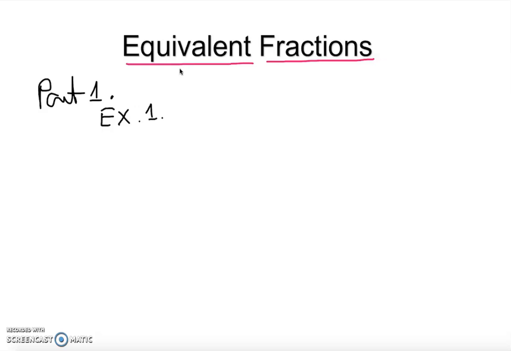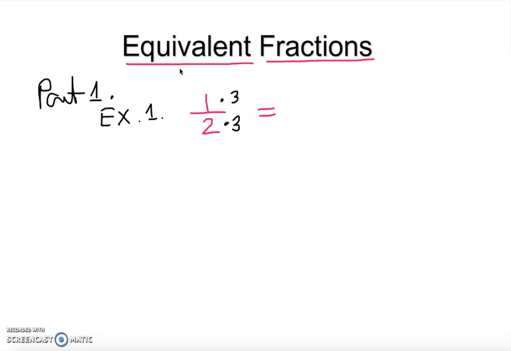Example one. If I have a very basic fraction, 1/2, we want to find an equivalent fraction of this 1/2. How can we do that? We cannot change the value, but any fraction which may look different but has the same value is an equivalent fraction. If we multiply both top and bottom by a non-zero integer, we can find an equivalent fraction. For example, I'm going to multiply the top by 3 and the bottom by 3, and that will give me an equivalent fraction.